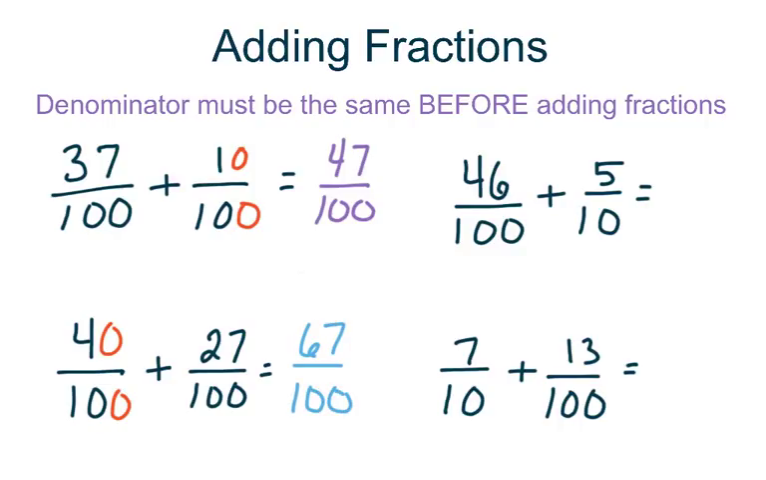When we look at 46 hundredths and 5 tenths, go ahead and add those. Again, they don't have the same denominator, so we need to change 5 tenths to 50 hundredths, and then we add, and we get 96 hundredths.